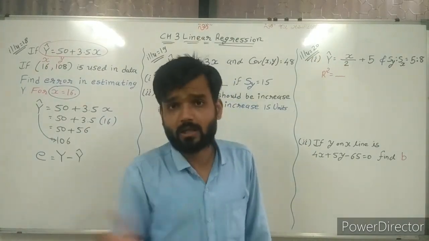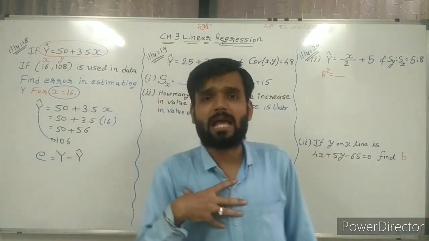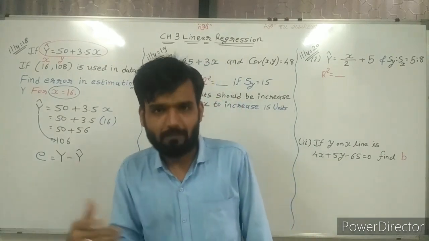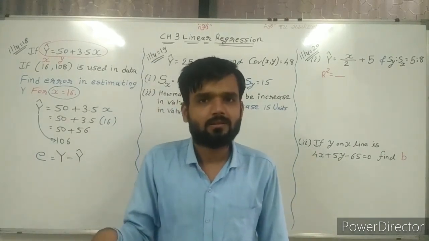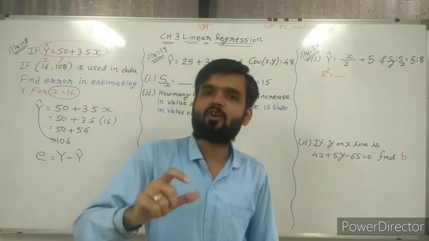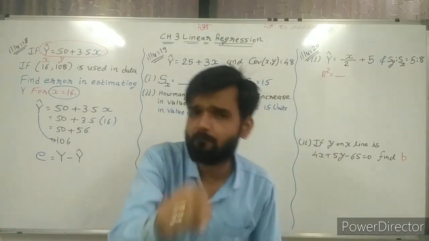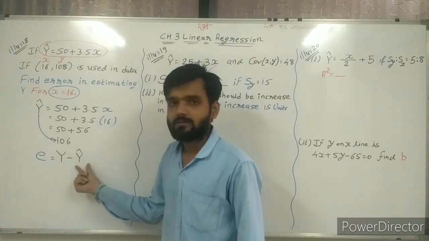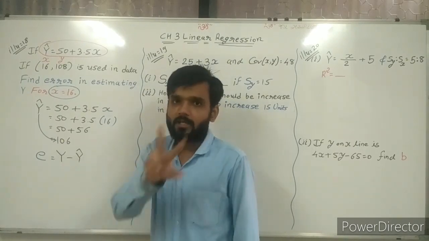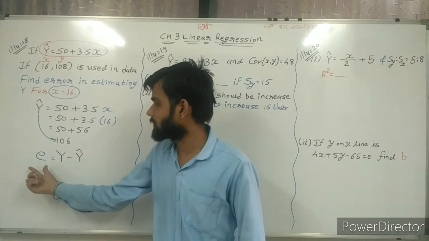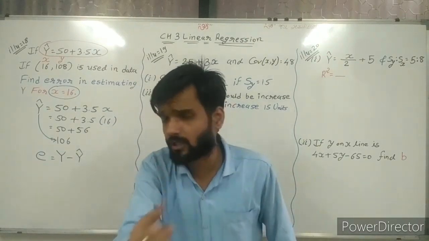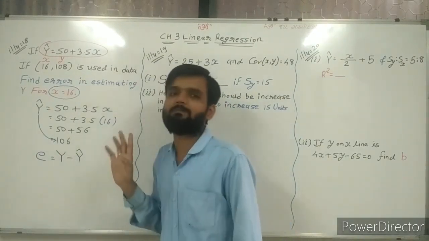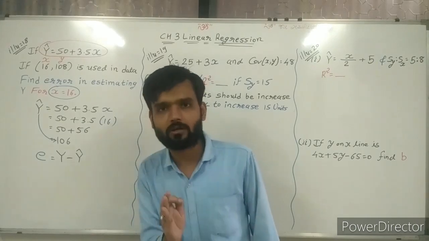Same way, another case: my estimation is 5 lakh, but my actual earning is 4 lakh rupees. Then error of 1 lakh. Same way here, the difference between the original value of y and the estimated value of y is called error. But try to understand, we need to take actual value minus expected value.